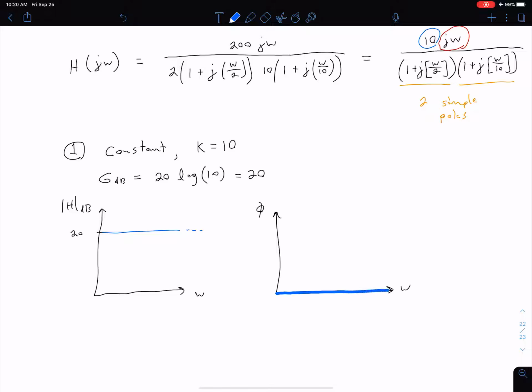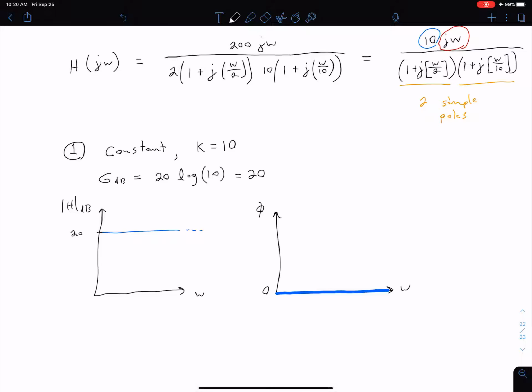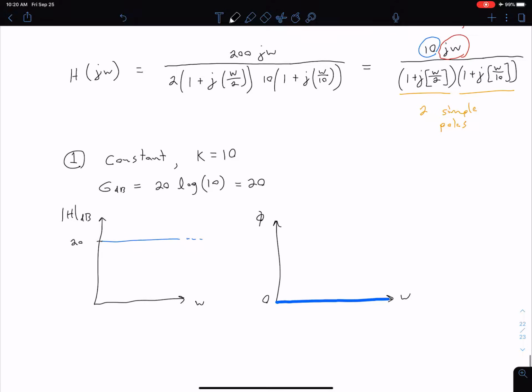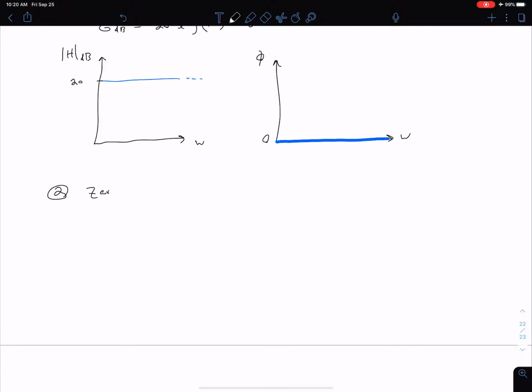So we just have 0 phase, and that has no frequency dependence either, so 0 degrees phase. Okay, so that was the easiest one to deal with. Now let's move on to this 0 at the origin. So let's say 2 is our 0 at the origin. So that's the j omega term in the numerator.